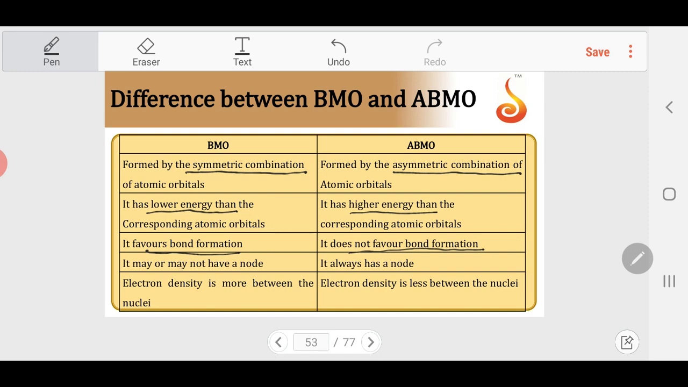Very important, the BMO may or may not have a nodal plane, but in case of ABMO, it will always have a minimum of one nodal plane. Electron density is maximum between the two nuclei in case of bonding orbital. Electron density is minimum in case of anti-bonding orbitals. Because of that reason only, anti-bonding will not favor bond formation.